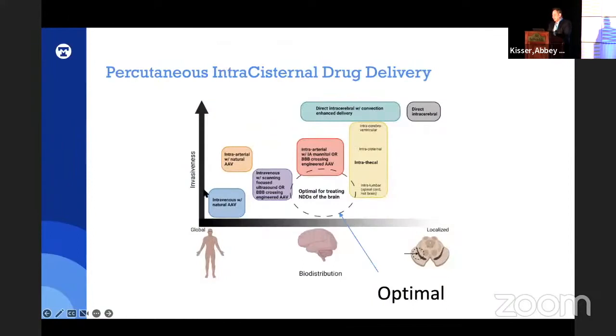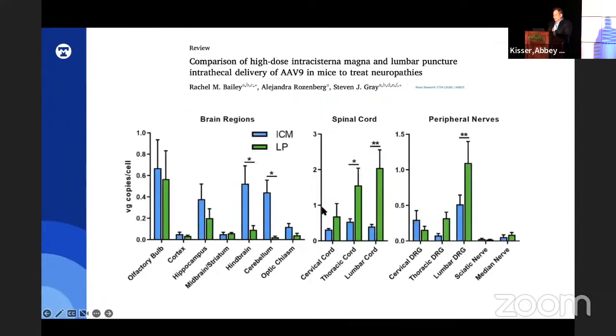If you look at this plot between invasiveness on the y-axis and biodistribution on the x-axis, you go all the way from intravenous, let's say if you're using an AAV, an adeno-associated virus, the invasiveness is low, but so is the biodistribution. If you go directly into the brain, you have localized distribution, but also high invasiveness. And you're really looking for something that is less invasive, but gives you the best biodistribution possible.